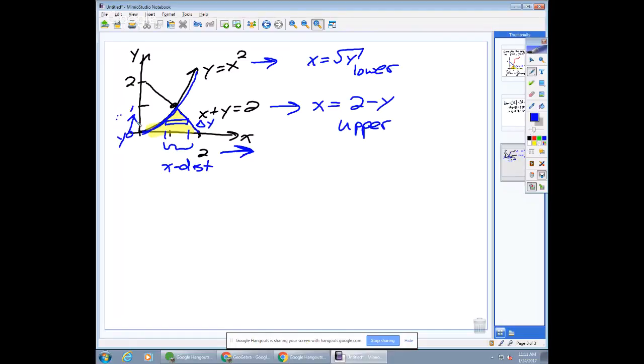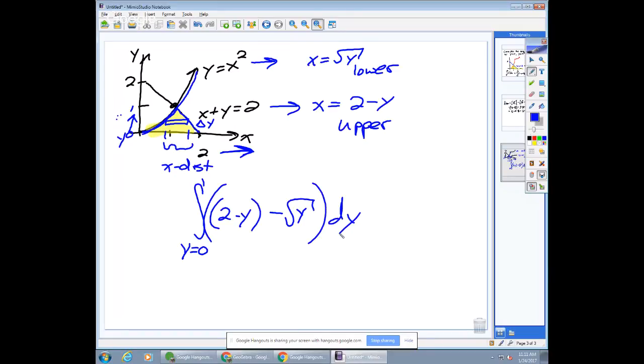Okay, so then I think the integral should look like this. I'm just going to make a note: I'm integrating with respect to y, because typically these boundaries are x. A lot of times when we switch variables, we make a note so everyone's clear. Then we take the upper function minus the lower function. The upper function is 2 minus y minus the lower function, which is the square root of y. I'll put that whole thing in parentheses, dy.